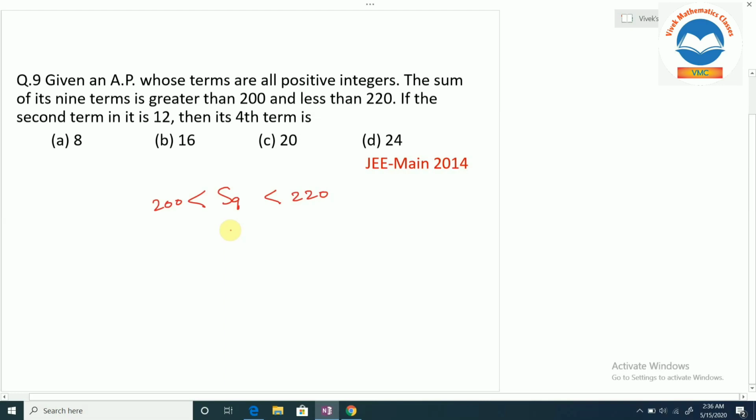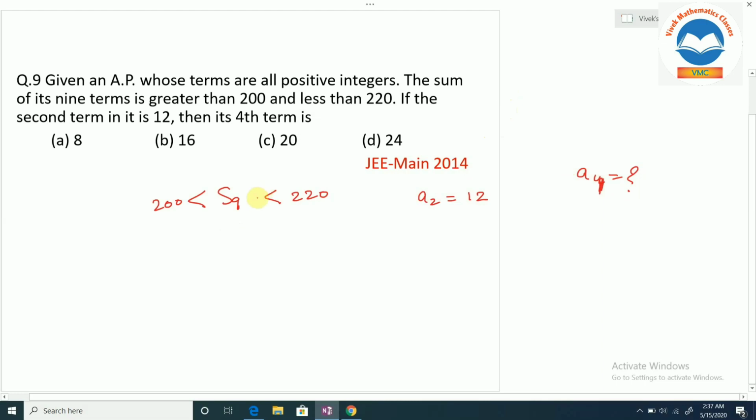If the second term A2 is given as 12, we need to find A4. They have given all the terms are positive. It means A value also will be positive and common difference also will be positive.